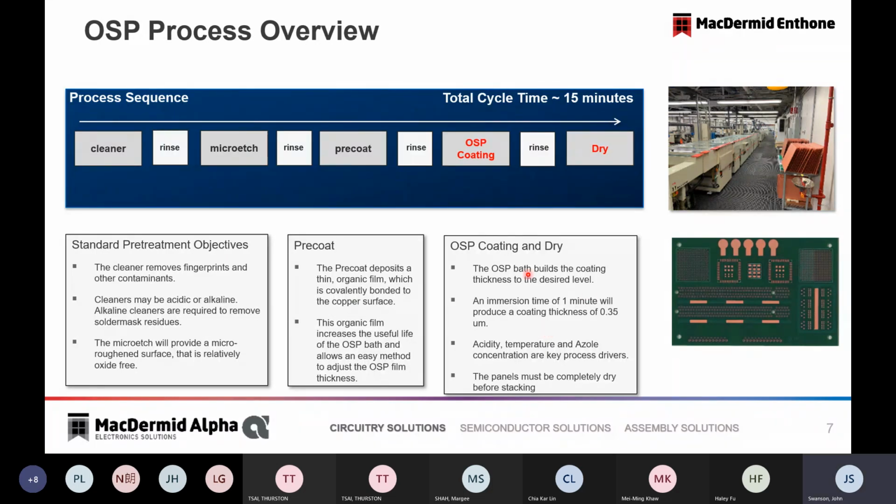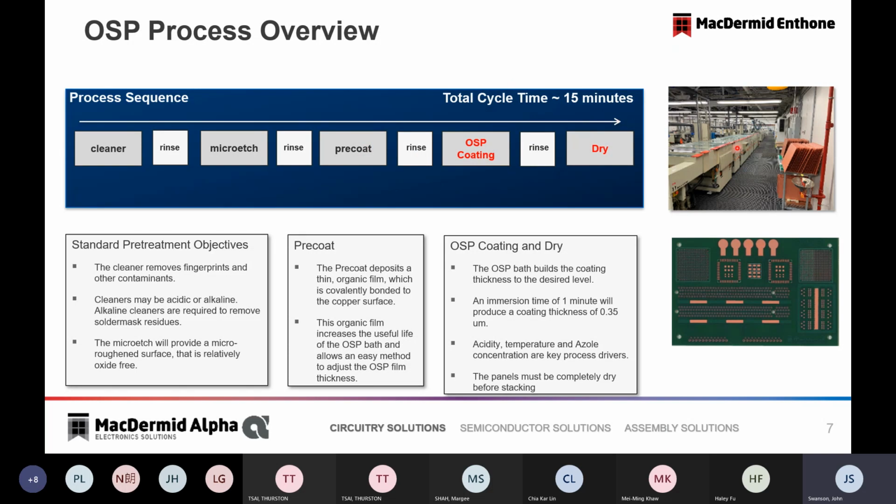I look here at the process cycle, or the basic process of producing an OSP coating. We start with a circuit board with an unfinished copper surface, and we want to clean that surface. We micro etch that surface, get the residues off, get fresh copper. In some operations, we perform a pre-coat followed by the OSP coating, rinse, and dry. And this whole cycle takes about 15 minutes.